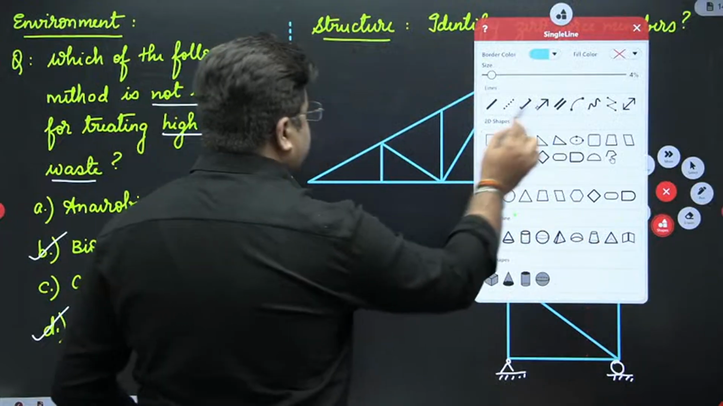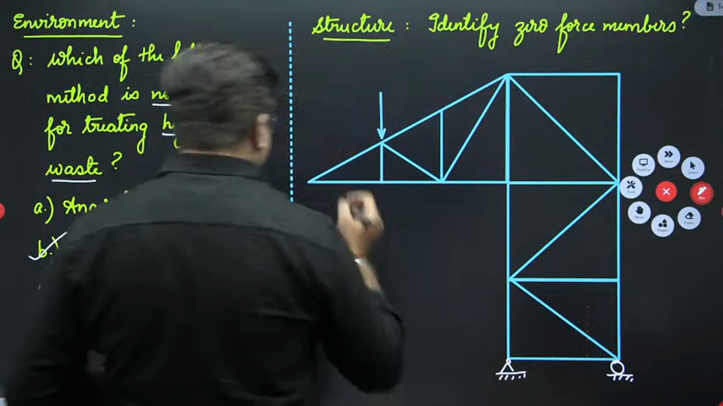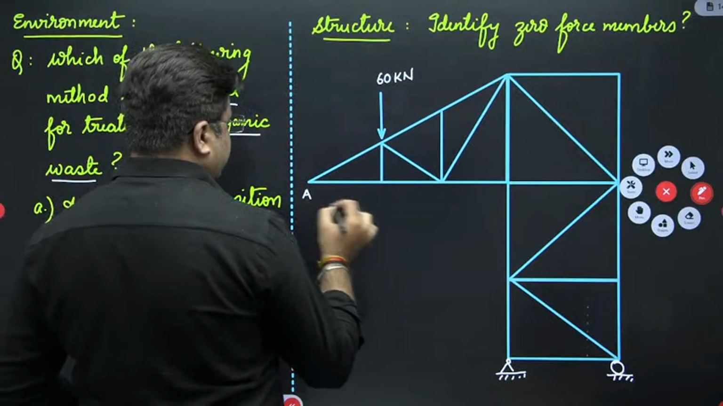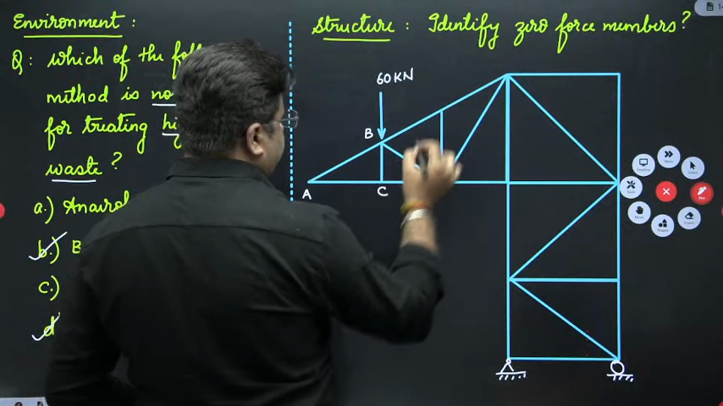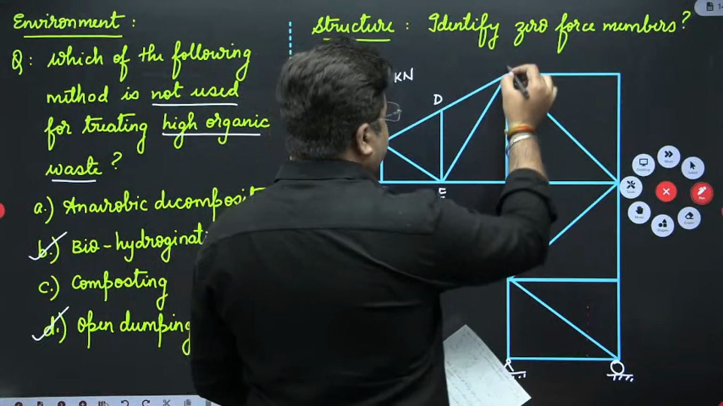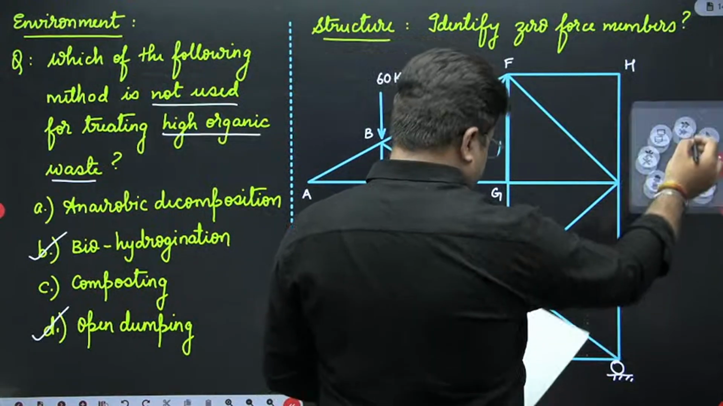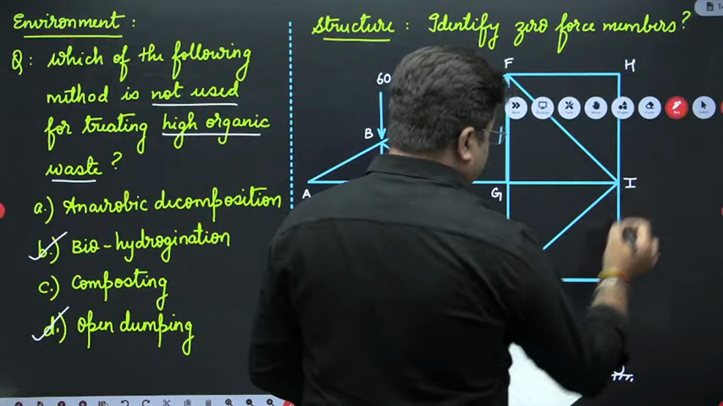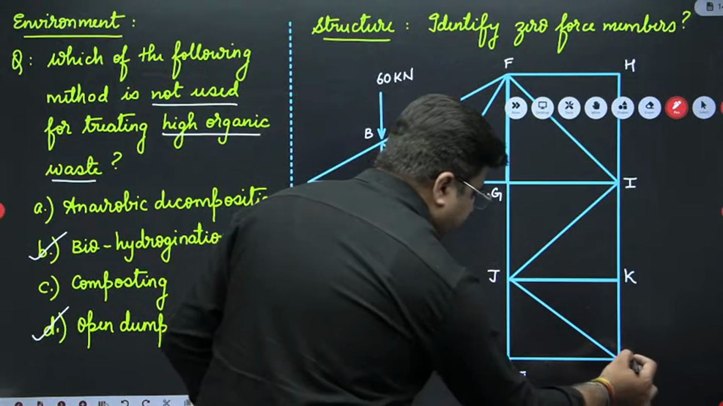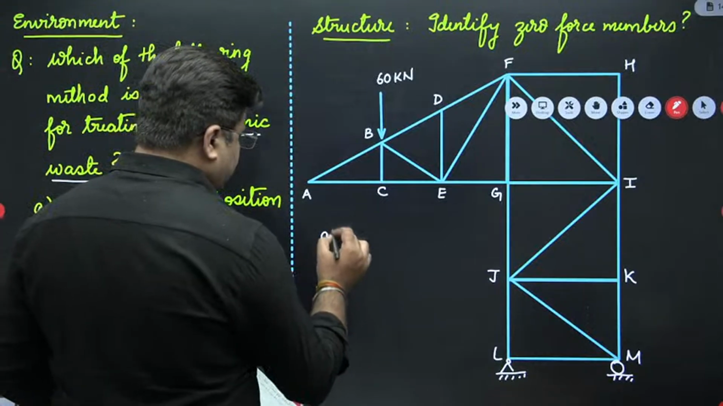An external load is acting at this point. The value of this load is 60 kilonewton. So this is point A, then you have points B, C, D, then E, F, G, then H, then this point is I, this is J, K, L, and M. Yes. So 4 options were given to you. You need to identify which of them are zero force members.